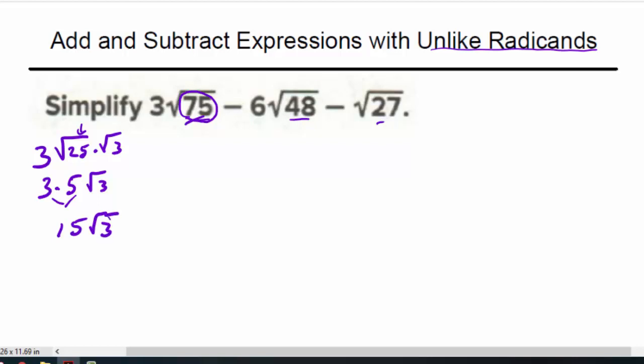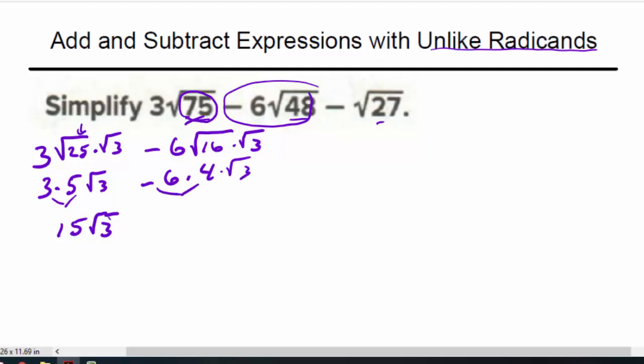Now I'm going to do the same thing over here with my negative 6 and the square root of 48. So I'm going to bring my negative 6 down. And the square root of 48, you should recognize as the square root of 16 times the square root of 3, and 16 is the perfect square that fits in there. So bring down my negative 6 times, and the square root of 16 is 4 times the square root of 3. When I multiply these two together, I get a negative 24, and the radical 3 just comes along.